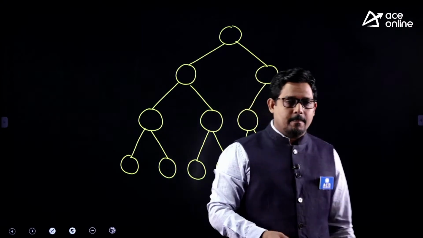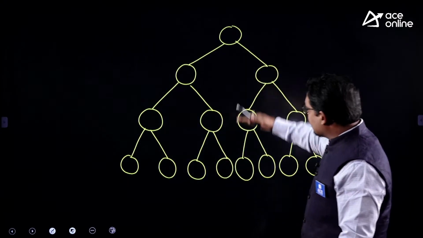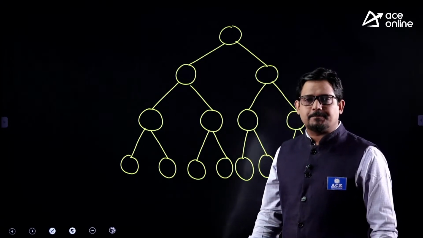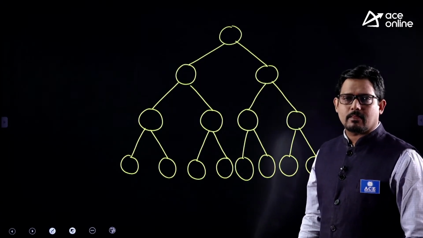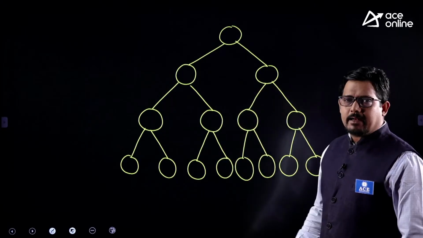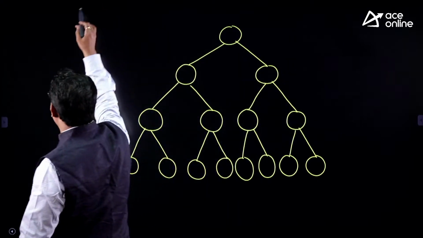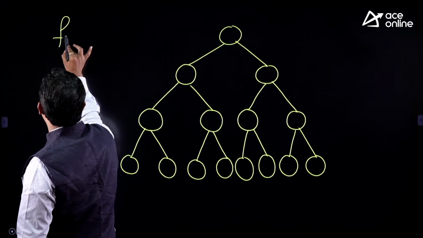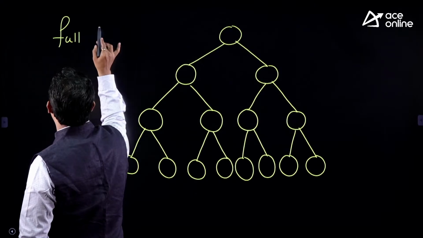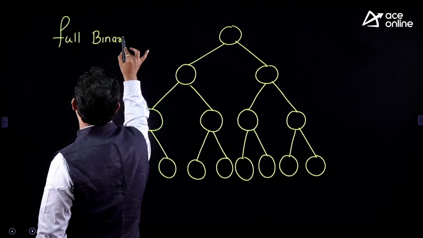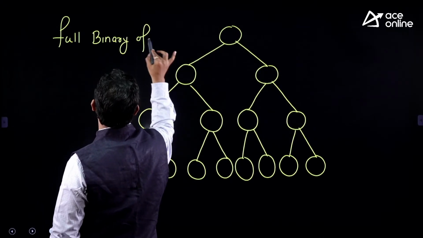Perfect binary tree, what is the property? That structure will look like this only. This is the structure of a perfect binary tree. In this perfect binary tree, one more thing is there, that is height, the number of nodes in a perfect or full binary tree. In a full binary tree of height h, this is another concept.